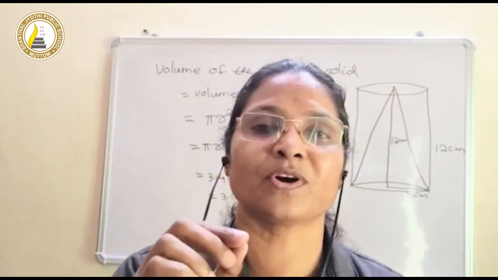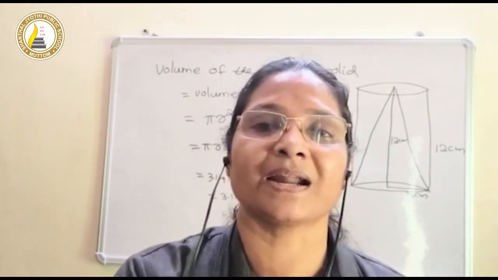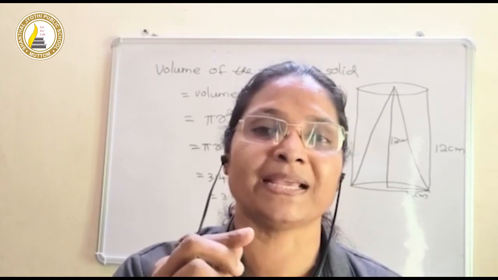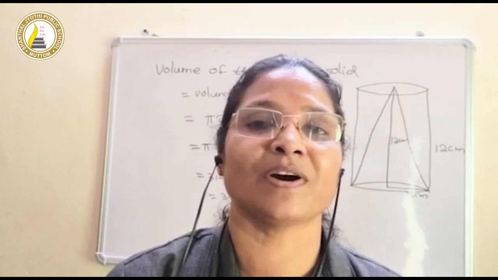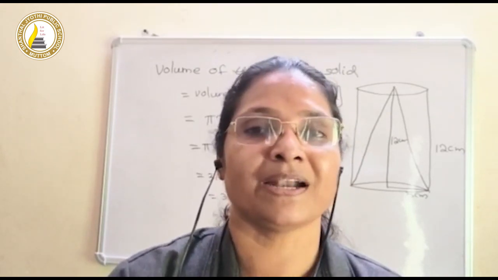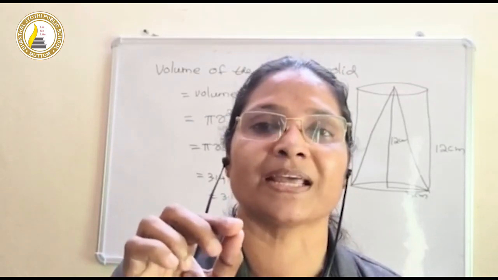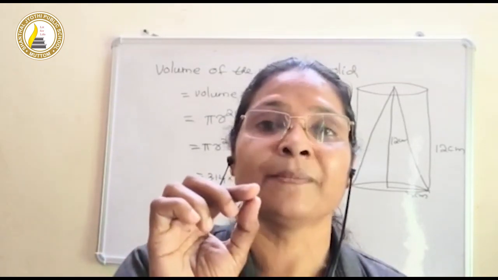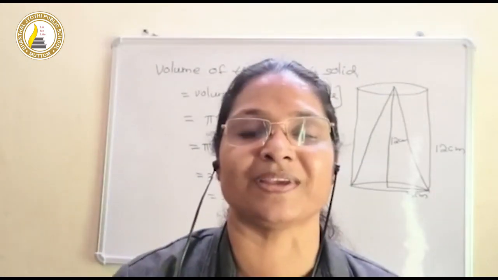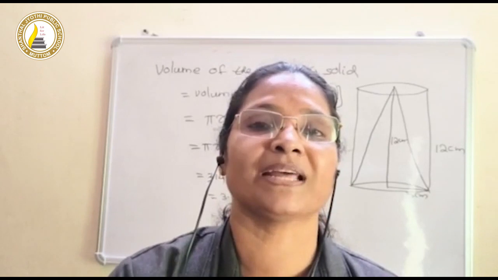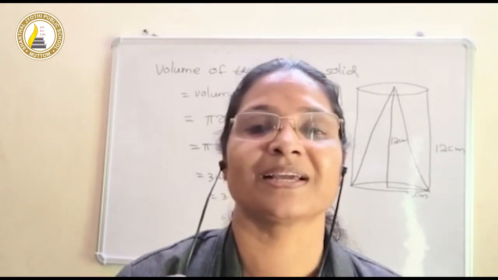Then one more thing for easy calculation: take common terms outside, pi r outside, and substitute the pi value, 3.14 or 22 by 7. Either value we can consider, both are the same. But if any one of the numbers is a multiple of 7, we can consider the value of pi as 22 by 7 and cancel it. If no number is a multiple of 7, we can consider 3.14. Then we will get the answer.